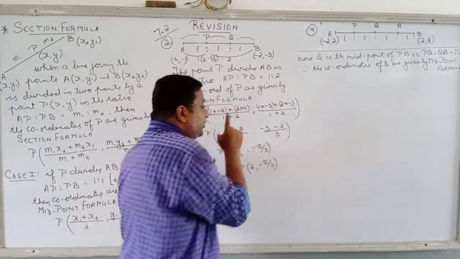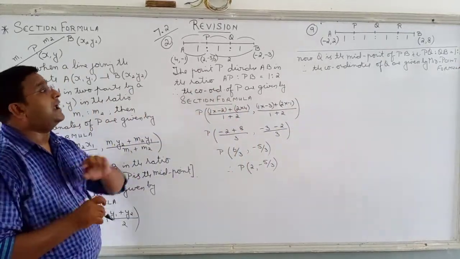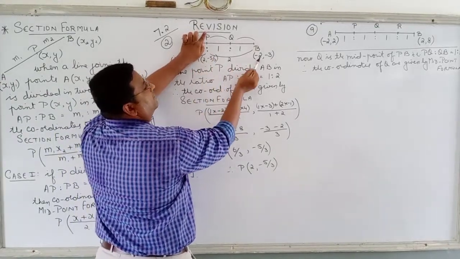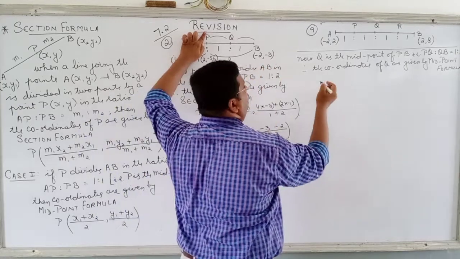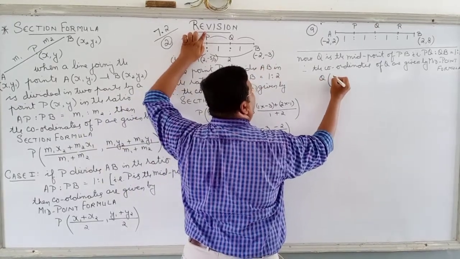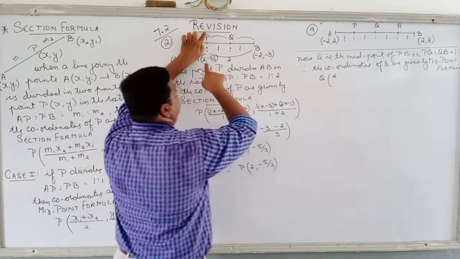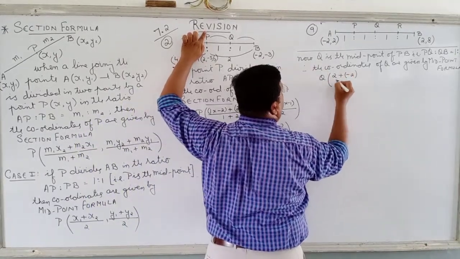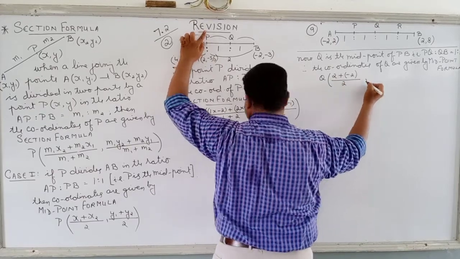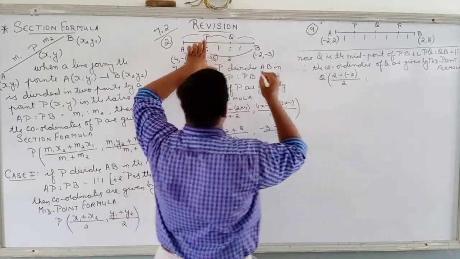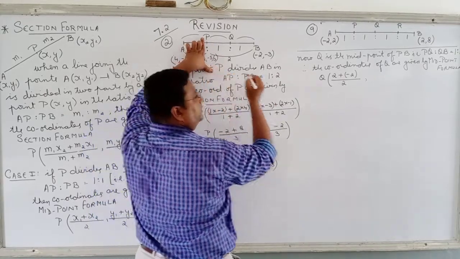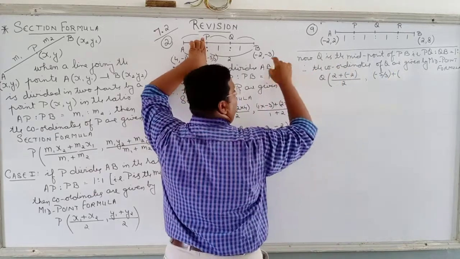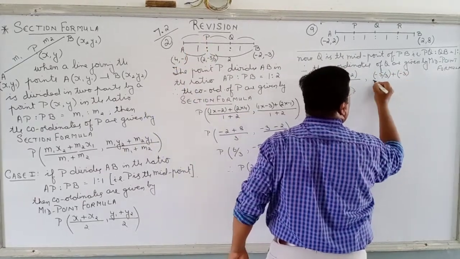X1 plus X2. Now in this question X1 will change. Why? We are talking about which points? P and B. So this is X1, X2, Y1, Y2. Therefore the coordinates of Q: X1 is 2 plus X2 is -2 upon 2, Y1 is -5/3 plus Y2 is -3 upon 2.